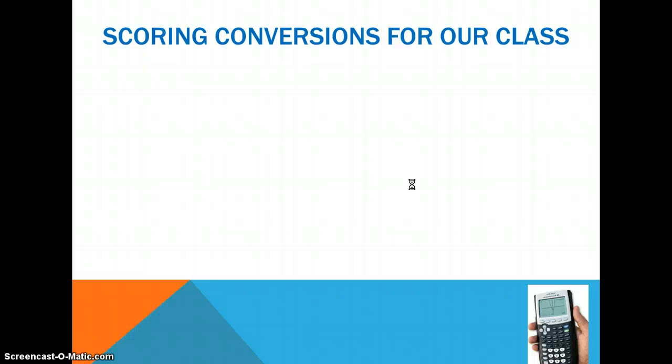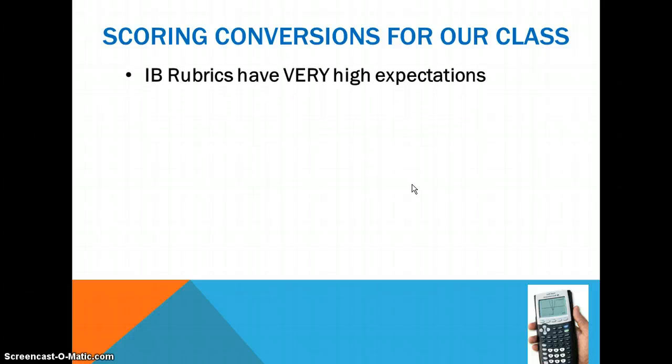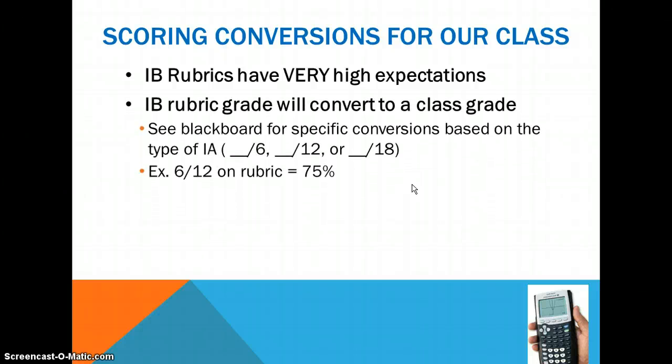So when we're scoring these, we have to understand that these have really high expectations. And because of that, when you're trying to get your class grade, which goes in the grade book, I use a conversion scale. This conversion scale will be available on Blackboard, and you'll notice that it is specific to different types of IAs, depending on if they're out of 6 points, 12 points, or 18 points. But always, about half the points is a 75%.